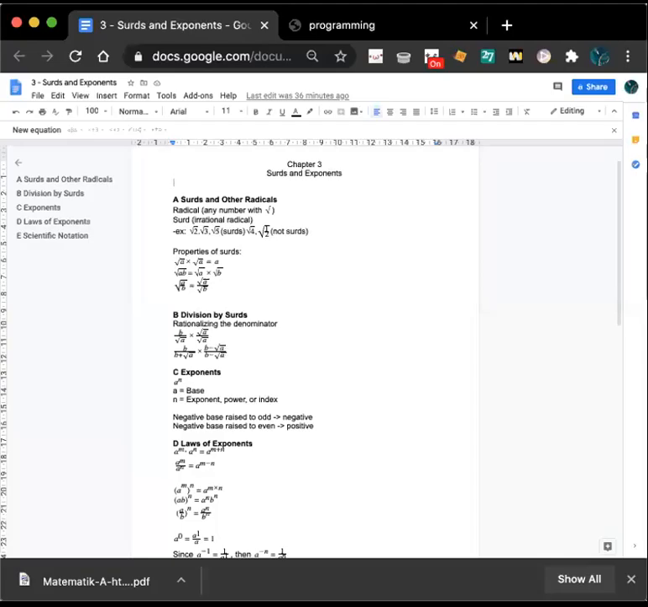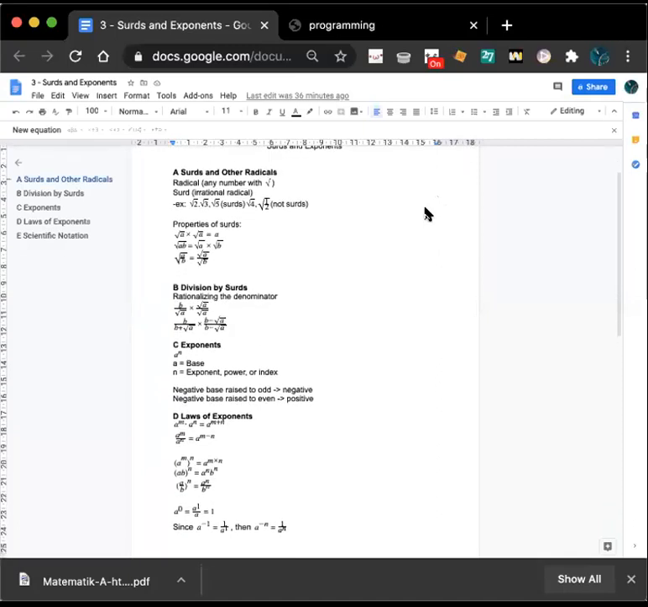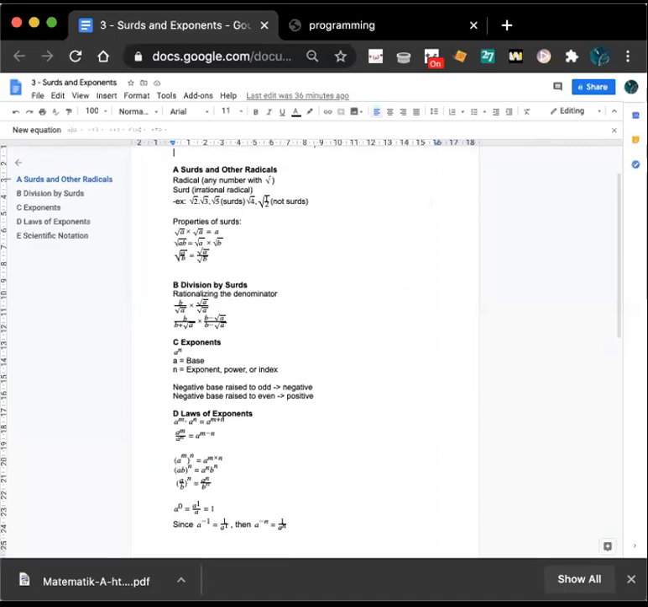All right, so for today's meeting, we're going to talk about surds and exponents. These are very easy things. The issue is that there's going to seem to be a lot of formulas going on. But in reality, if you practice a lot, it's going to be very intuitive and pretty much repetitive, because it's just the same thing.